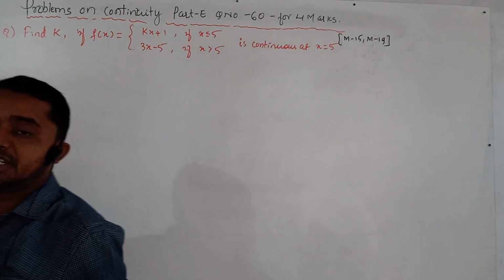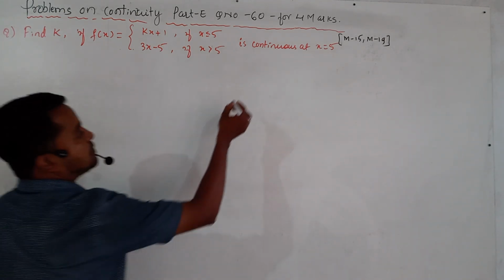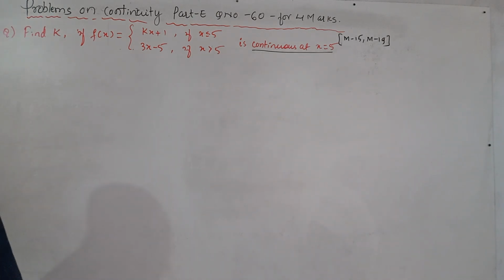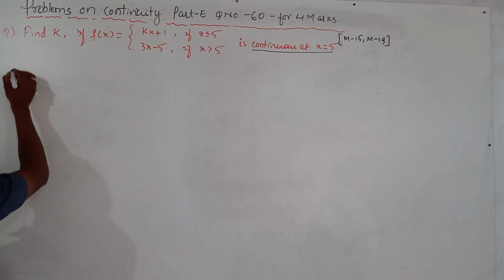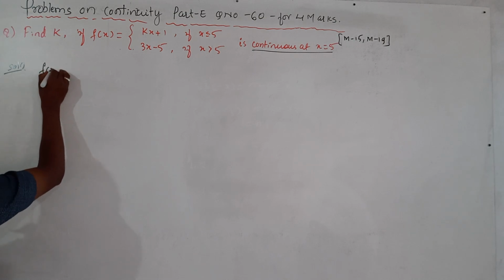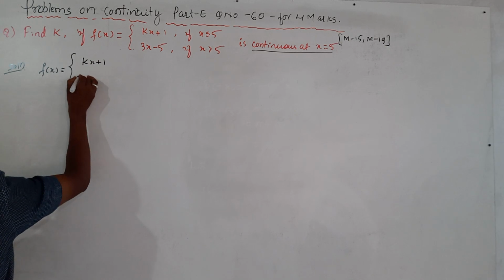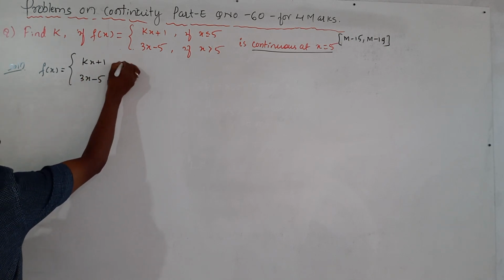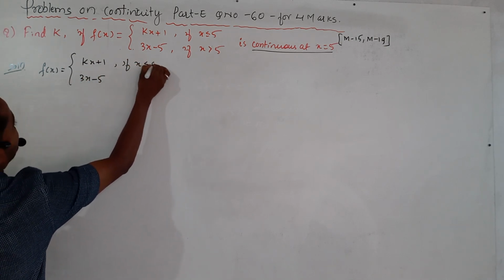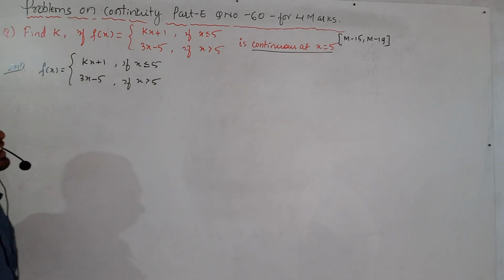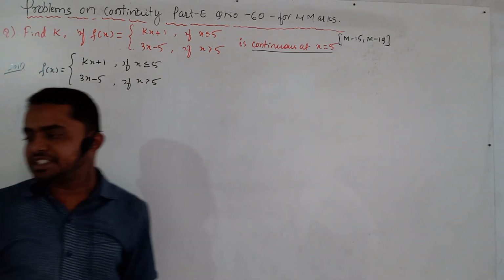First of all, see here, the function is continuous at the point x is equal to 5. The point of continuity here is 5. The given function is continuous at x is equal to 5. Write the first step as it is. f of x is equal to kx plus 1 if x is less than or equal to 5, and 3x minus 5 if x is greater than 5. Then write, the given function is continuous at x is equal to 5.